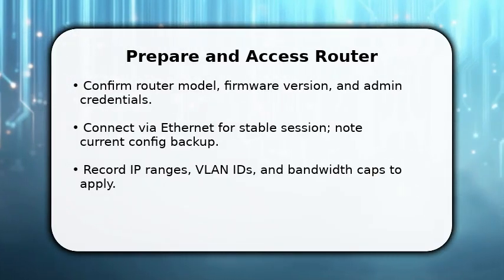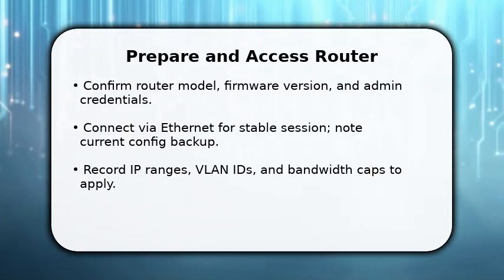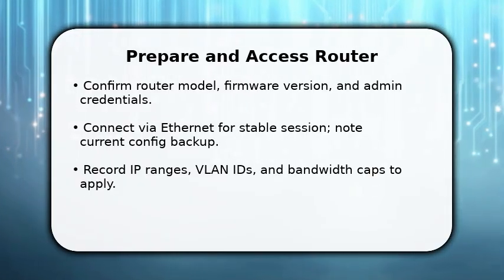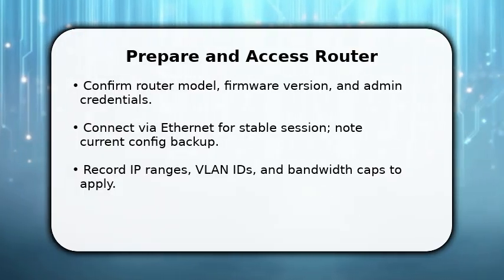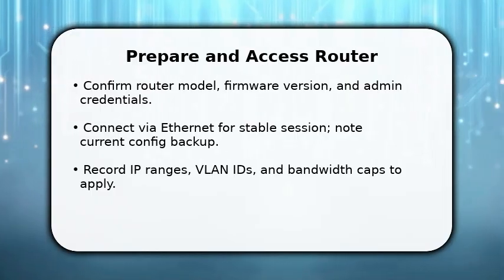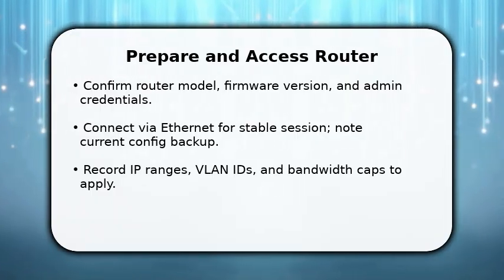Next, gather the IP ranges, VLAN ID, and any bandwidth caps you want to enforce. These values drive the rules you will create. Make sure CoS features are supported in the firmware menu before proceeding to configuration screens.